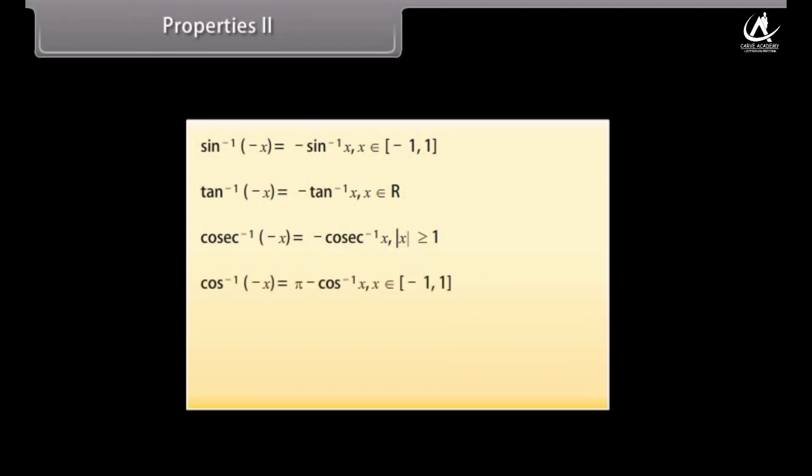Cos inverse minus x is equal to pi minus cos inverse x, x belongs to minus 1, 1. Sec inverse minus x is equal to pi minus sec inverse x, modulus of x greater than or equal to 1. Cot inverse minus x is equal to pi minus cot inverse x, x belongs to R.